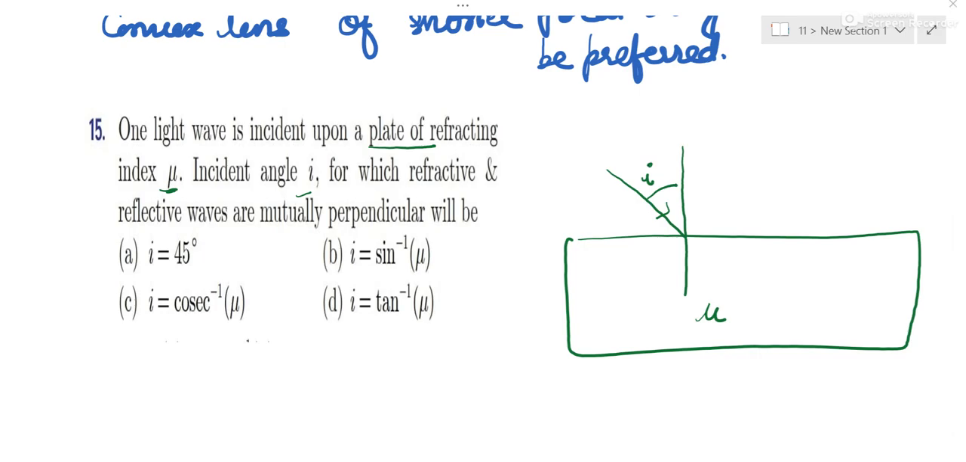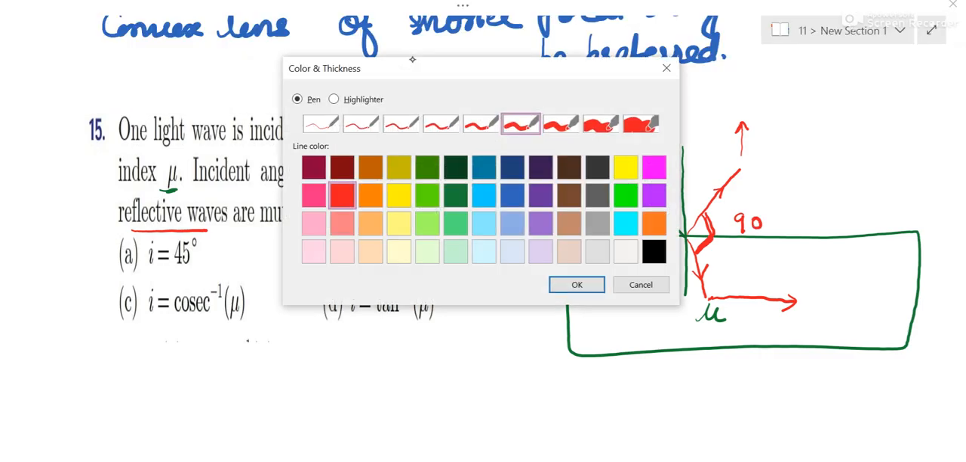Here we will get one reflected ray. A part of the light will be reflected and a part of the light will be refracted. The angle between the refracted ray and the reflected ray is perpendicular. This is 90, this is 90. Now what is your angle of refraction?